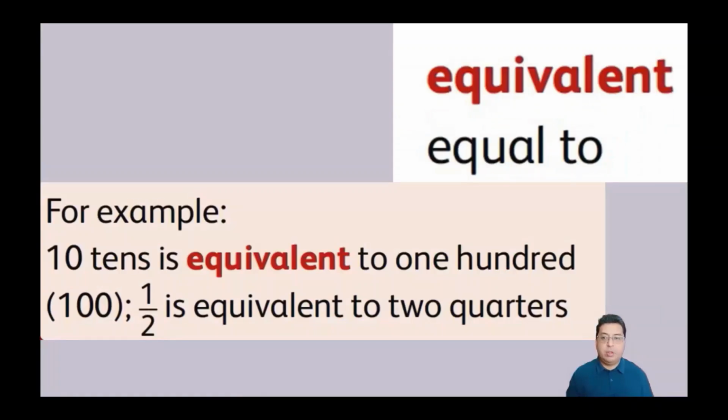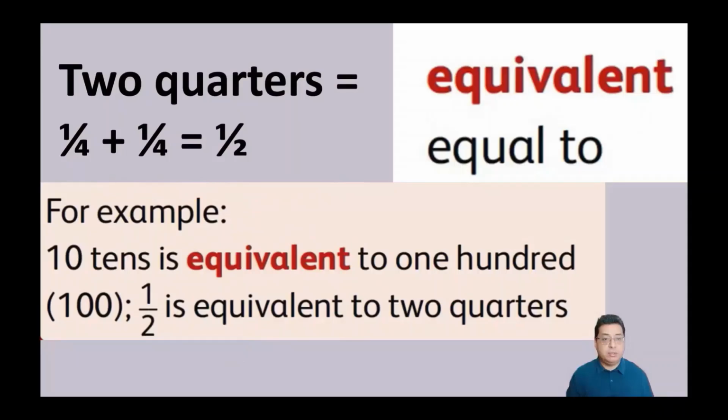Equivalent, equal to. For example, 10 tens is equivalent to 100. 1/2 is equivalent to 2 quarters. Now, if you're wondering what 2 quarters are, I've got this visual here. So 1/4 plus 1/4 equals 1/2.